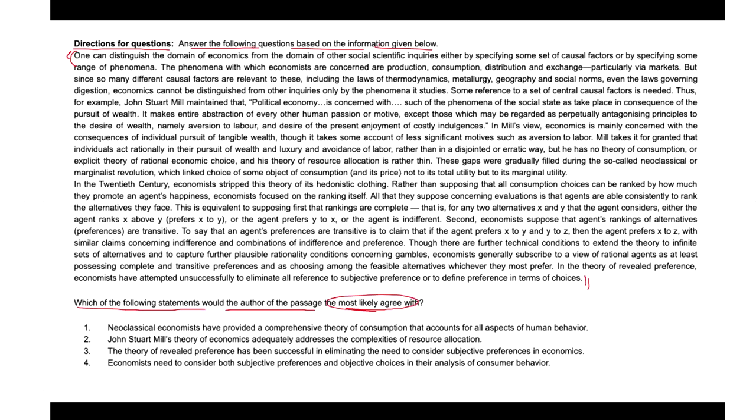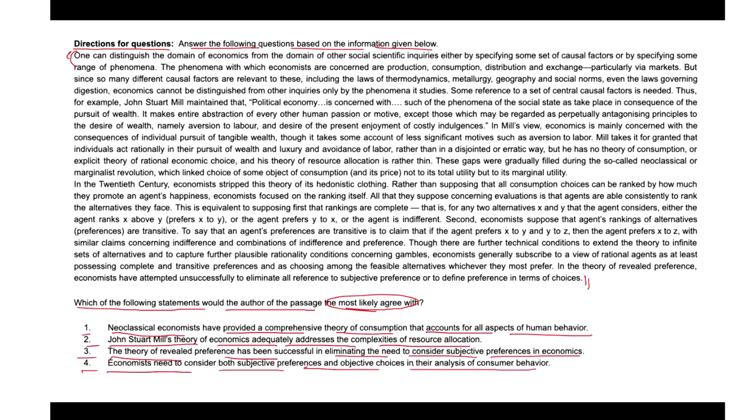Right. And the options are: one, neoclassical economists have provided a comprehensive theory of consumption that accounts for all aspects of human behavior. Second, John Stuart Mill's theory of economics adequately addresses the complexity of resource allocation. Third, the theory of revealed preference has been successful in eliminating the need to consider subjective preference in economics. Four, economists need to consider both subjective preference and objective choice in their analysis of consumer behavior.